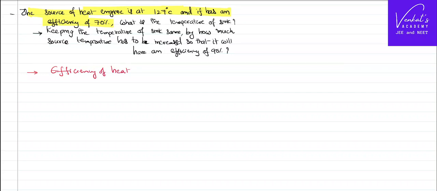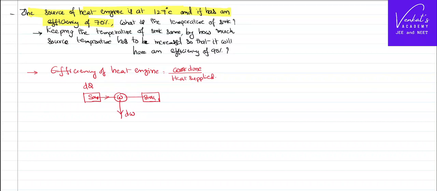Efficiency of heat engine can be defined as the part of the work done when compared with the heat energy supplied. I'm just going to the basics itself. In a heat engine you have source, working substance, and sink. From the source you supply some heat energy, it does some external work, and the remaining heat is rejected to the sink.